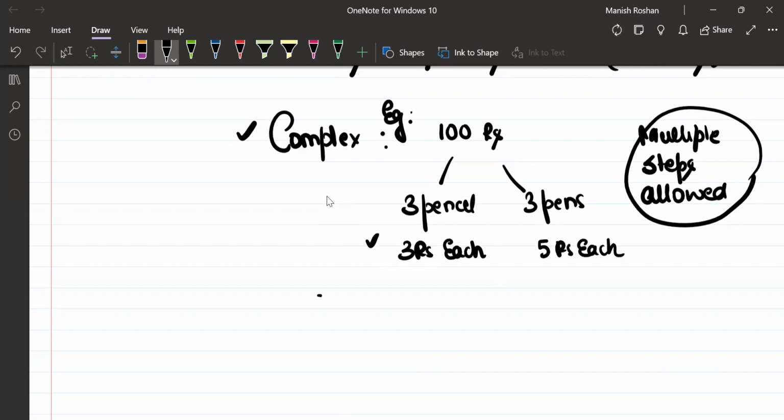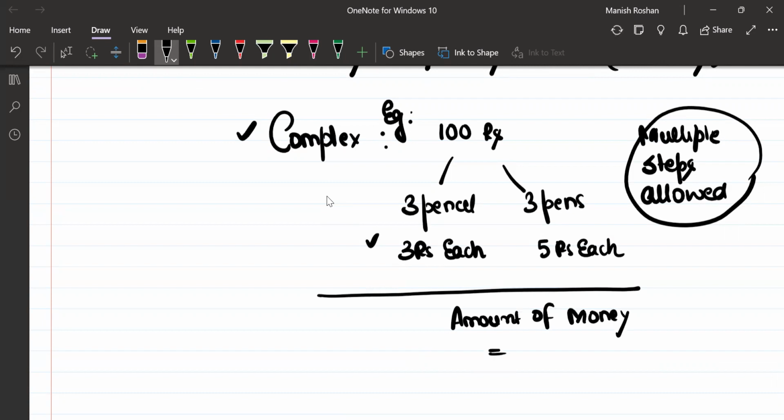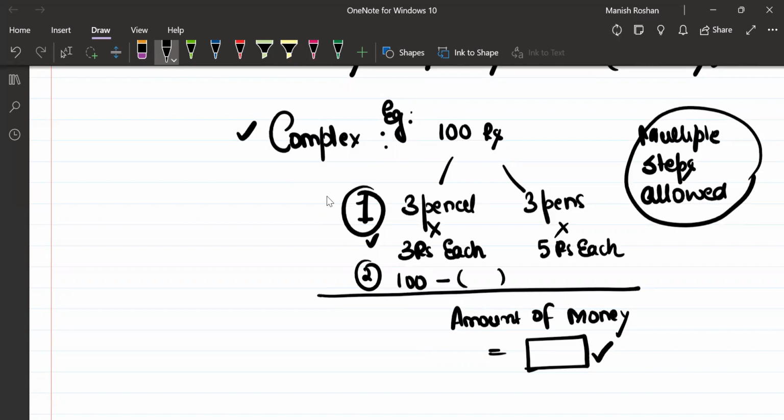So what is the amount of money he or she will get at the end? So the first step was this, that he or she has to multiply it, and the second step is to divide the total by 100. Okay, so the total amount will be reflected. So it involved multiple steps.